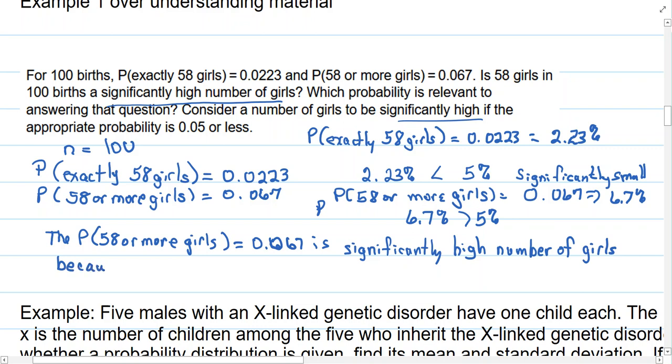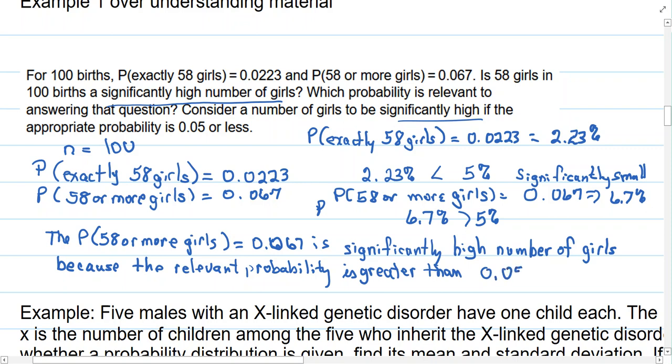That is because the relevant probability is greater than 0.05. So the one that says 58 or more girls is more significant than the one that's exactly that amount.